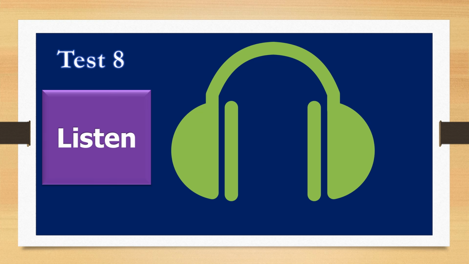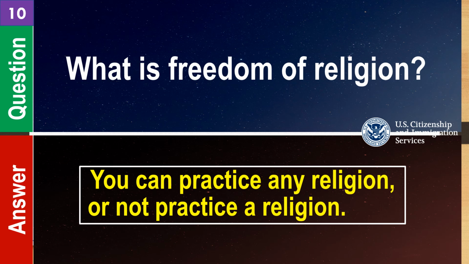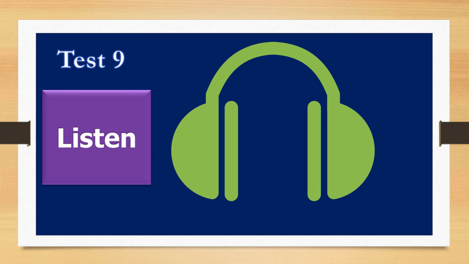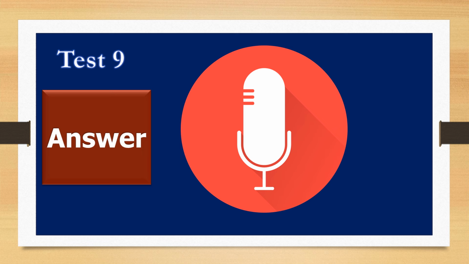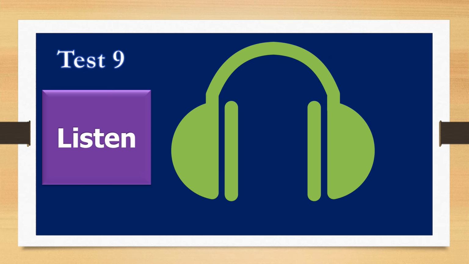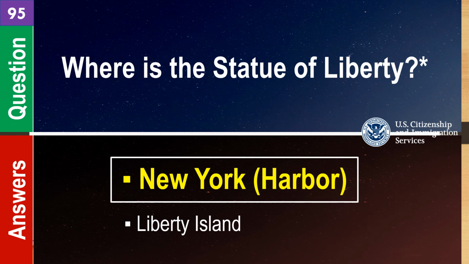What is freedom of religion? You can practice any religion or not practice a religion. Who was the president during World War I? Woodrow Wilson. Where is the Statue of Liberty? New York Harbor.